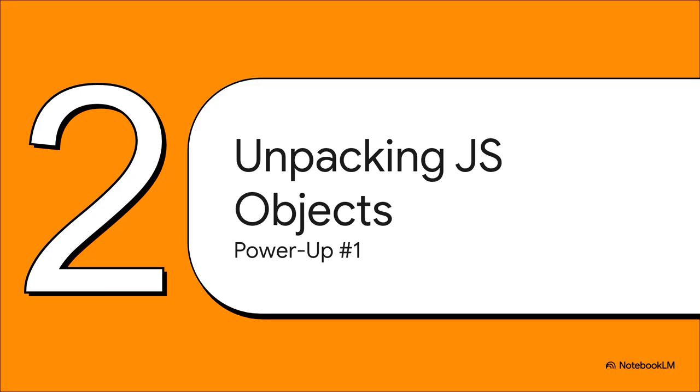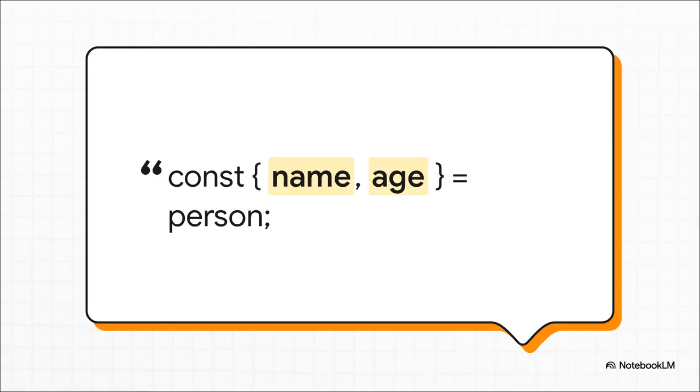Okay, time for our first power-up, unpacking JavaScript objects. This is probably where you're going to use destructuring the most. It is incredibly powerful. Let's say we've got this person object with a name and an age. To pull those values out, we use this syntax right here. See those curly braces on the left? That's our signal to JavaScript that we're destructuring an object. We just give it variable names that match the property keys, name and age, and bam! JavaScript automatically finds those properties in the object and assigns their values to our new variables.